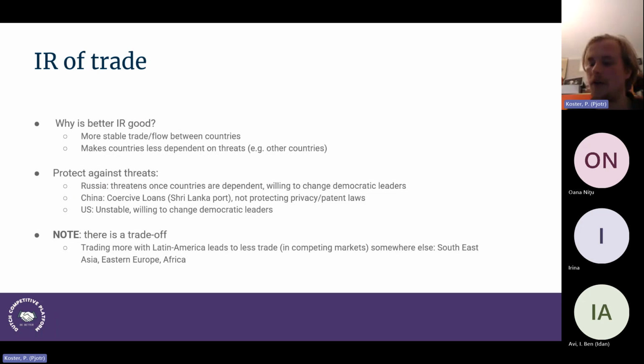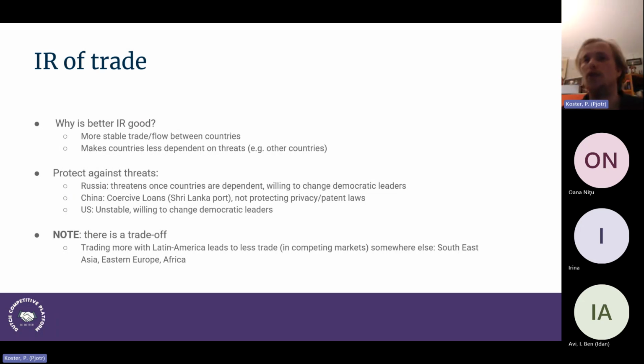So now, having said why more trade leads to better international relations, or international relationships, as I like to call them, why is it then going to be good? Again, I think this is one of those things where you can have easy arguments by just having more stable trade or flow between countries. You're able to resolve more issues, and it makes it easier for people to be less dependent on threats. So any trade debate or IR debate has the generic thing.